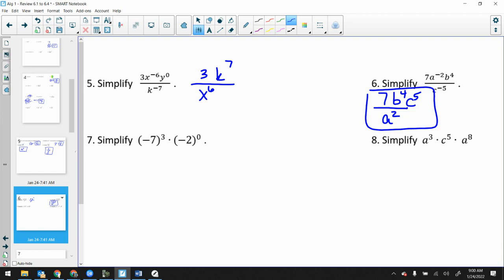Somebody asked me last period, does order matter there with the b and the c? Nope. You could say 7, c to the 5th, b to the 4th. You could say c to the 5th, 7, b to the 4th. It doesn't matter. It's all multiplication, so order does not matter.